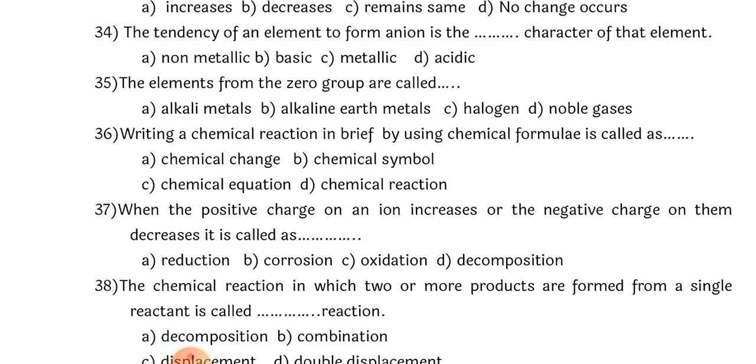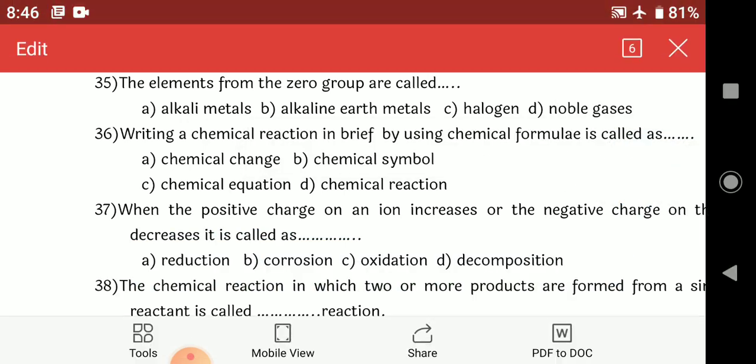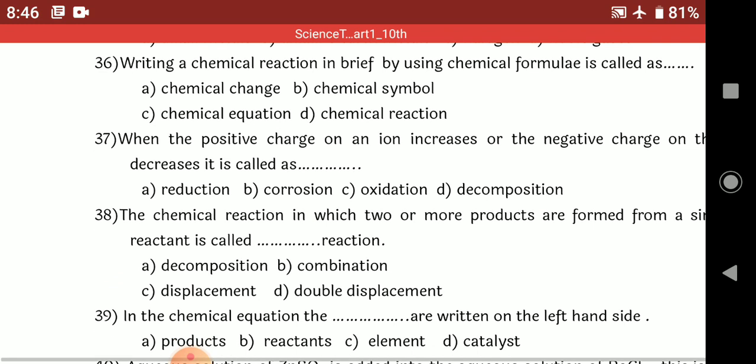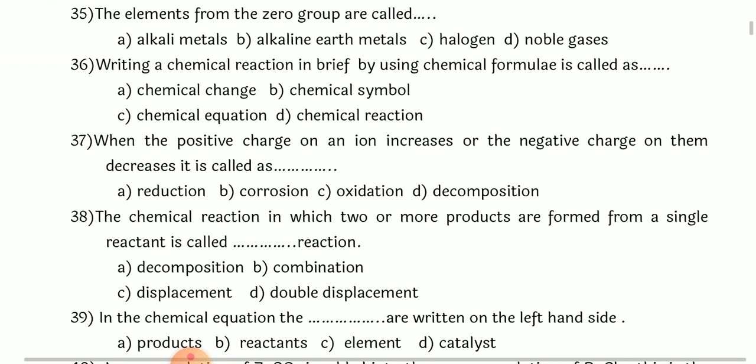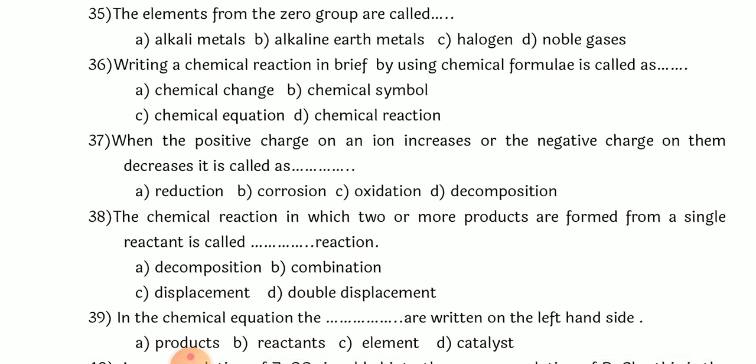Option number C. When the positive charge on an ion increases, or the negative charge on it decreases, it is called what? If the positive charge on an ion increases, that means it is losing electrons, or the negative charge decreases, the same thing. So which type of reaction is it? It is an oxidation reaction. So any substance losing an electron undergoes an oxidation reaction.